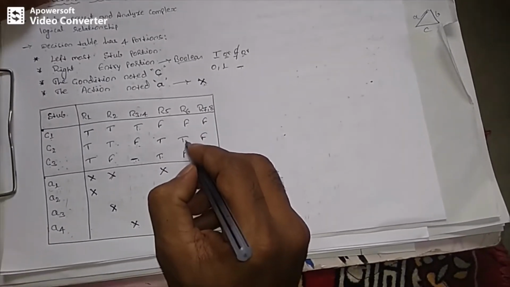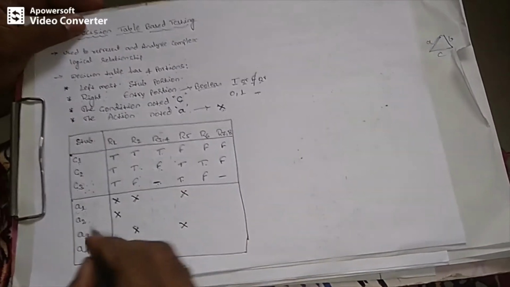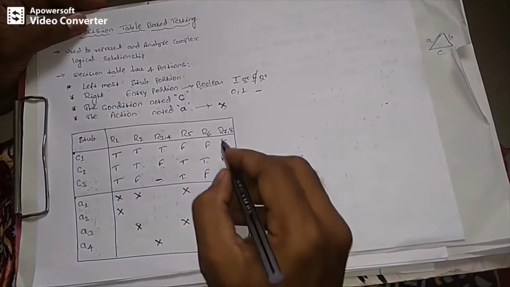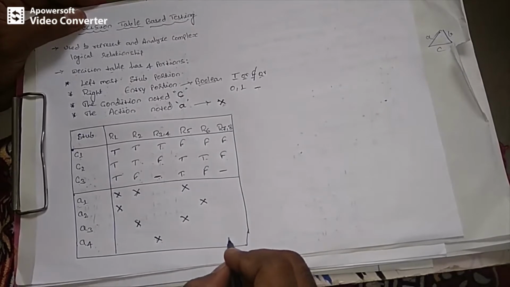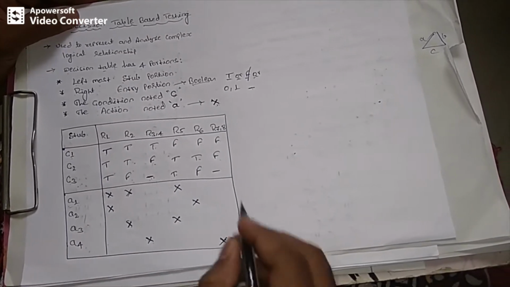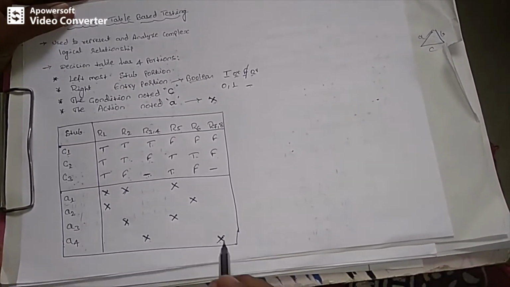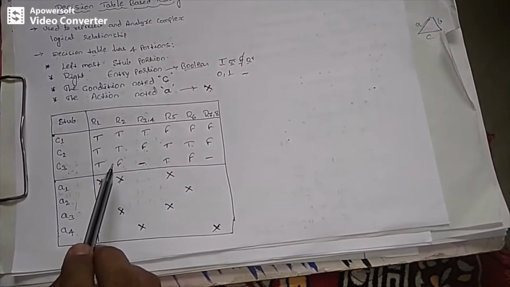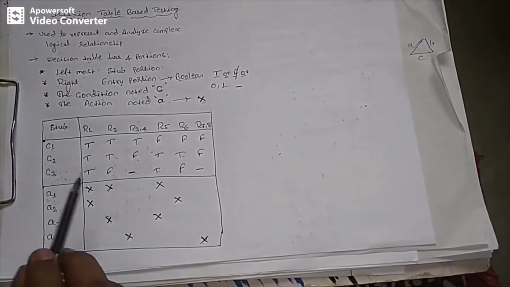If two are false and one is true, then my expected output result might be A2. So if all are false and one condition is not applicable, then maybe my output result is A4. This is how we make a sample entry of the decision table technique.